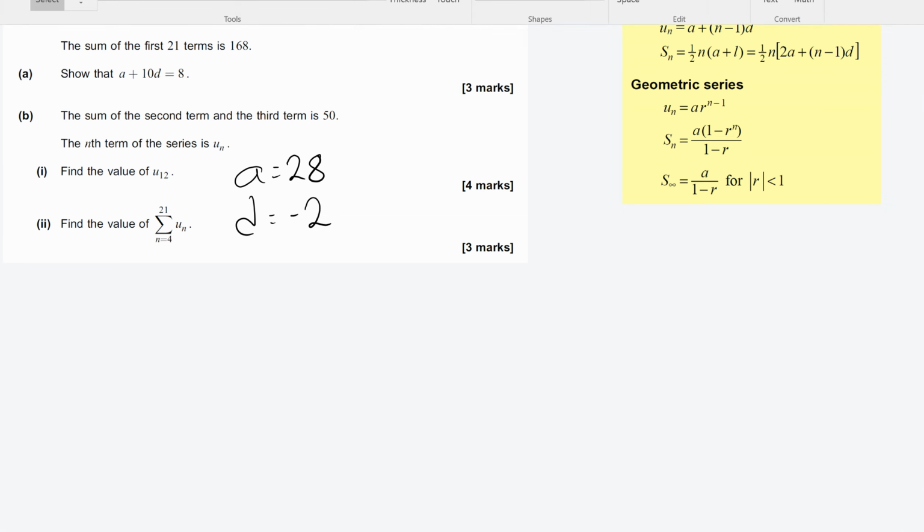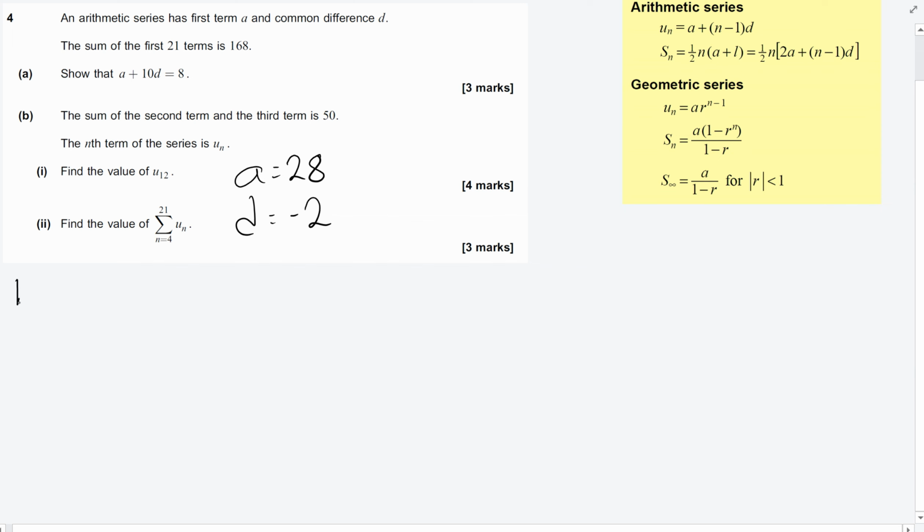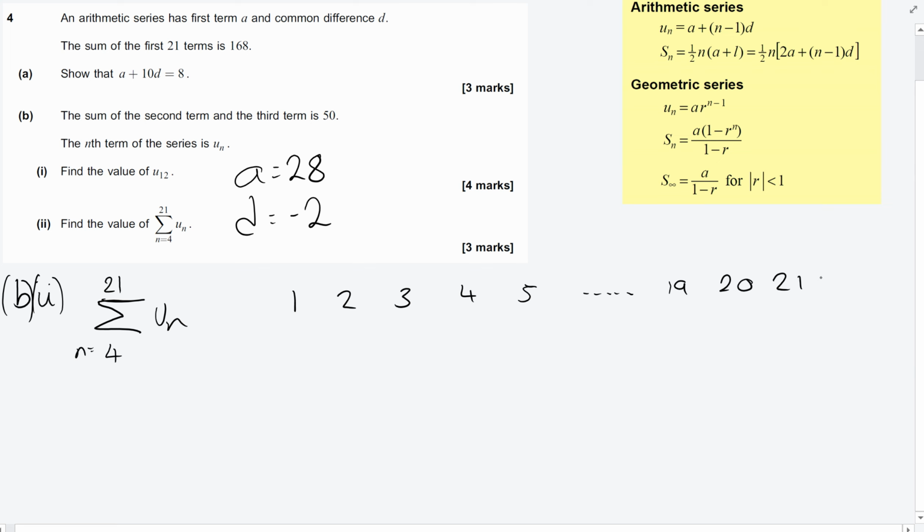Now, the biggest problem that my students had with B part 2 was actually in the very definition, the first mark needed here. We are trying to add together from the 4th term up to the 21st term of this sequence. So if we imagine looking at the terms, so we've got the 1st, 2nd, 3rd, 4th, 5th, all the way up to the 21st term and so on.